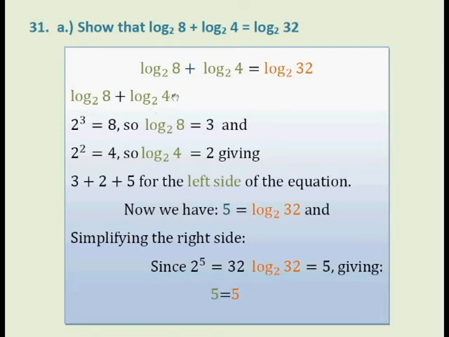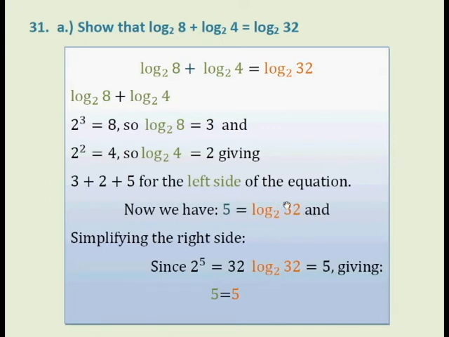2 raised to what power is equal to 4 is what that says. So the log base 2 of 4 is equal to 2. Now this gives 3 plus 2. Well, that's equal to 5 for the left side of the equation. Okay, so 5 is what we put in for the left side, equal to the log base 2 of 32.